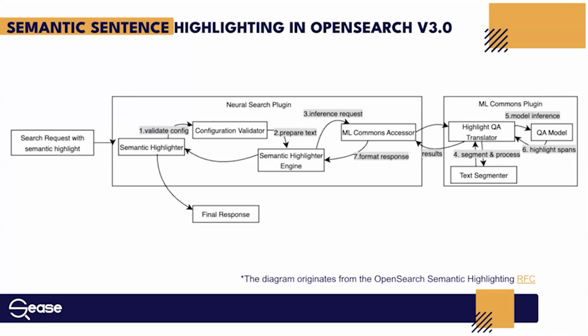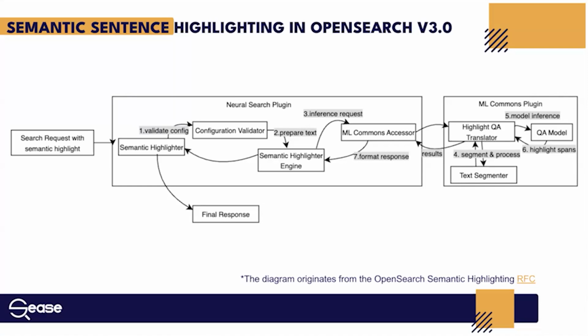In the hybrid search module, the semantic highlighter is introduced. That's an extension of the generic highlighter. It first validates the given query, as well as the model ID, because we need the model ID for semantic highlighting, since under the hood we are using a QA model, a question answering model. Once the configuration is validated, we pass to the semantic highlighter engine that prepares the text.